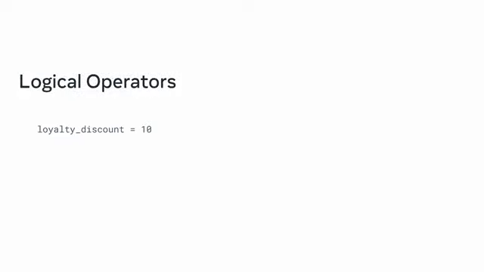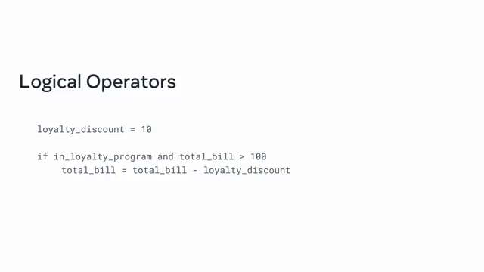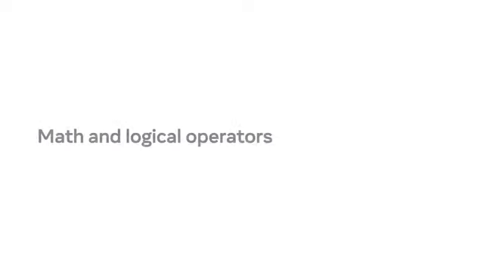Operators are usually combined with conditional statements to control the flow of a program that meets specific criteria. For example, let's say a restaurant gives discounts based on the following two conditions. Is the customer part of the loyalty program? And did they spend over $100? To determine this, you can write code using logical operators to check if the customer is in the loyalty program and if they spent over $100. You'll learn more about conditional statements in a later lesson.